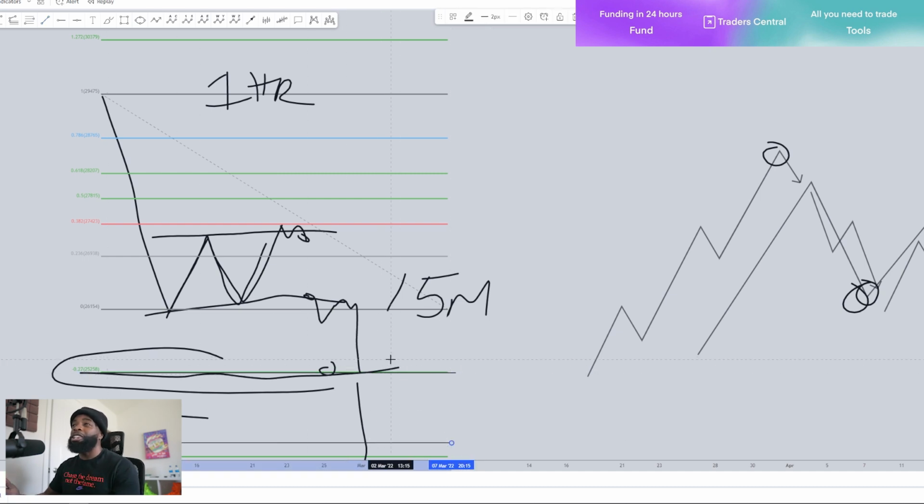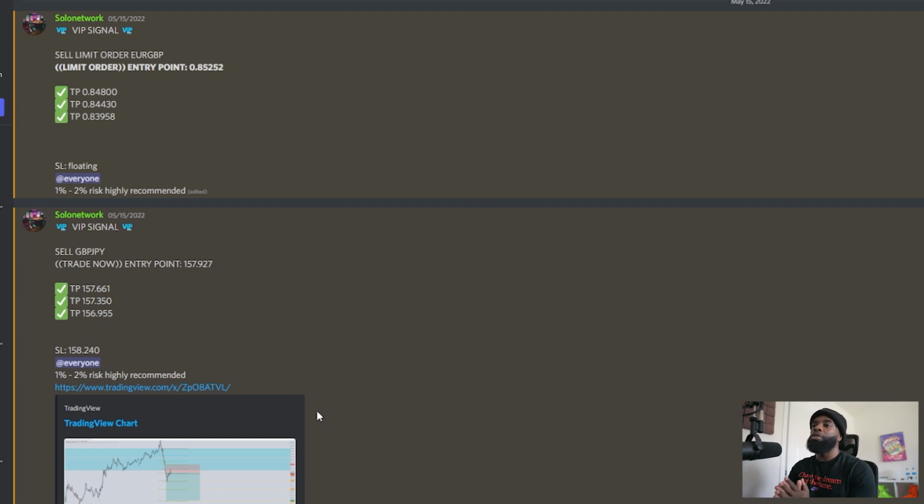Now that is pretty much how I trade. Now I'm gonna show you guys how this looks in a live market so you can see exactly what I'm talking about. All right, so I'm actually going to show you proof that this whole thing can work if you guys can master this. Now, I actually called out a limit order for Euro GBP, which was here.